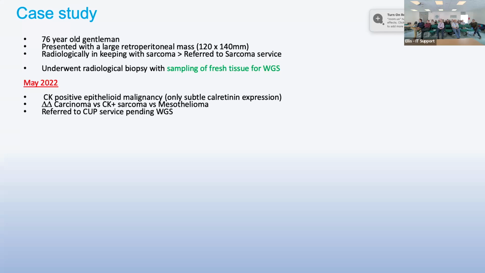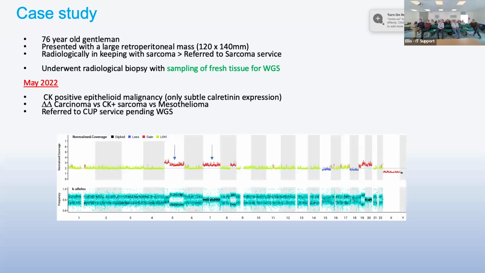At that point in time, he got referred to the carcinoma of unknown primary service, which is a very general treatment. The survival is about 6 months, unfortunately. But because we had the fresh tissue, we did WGS, and this is what we found. So again, this is the copy number plot. I guess this is the baseline.